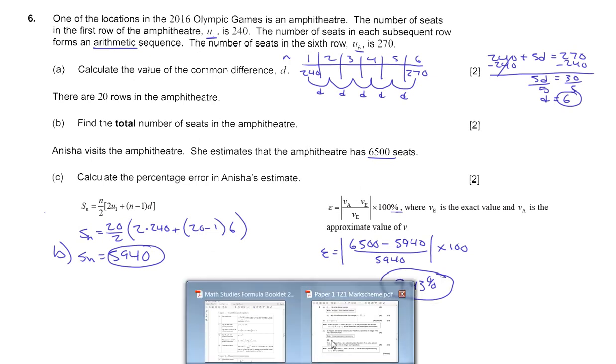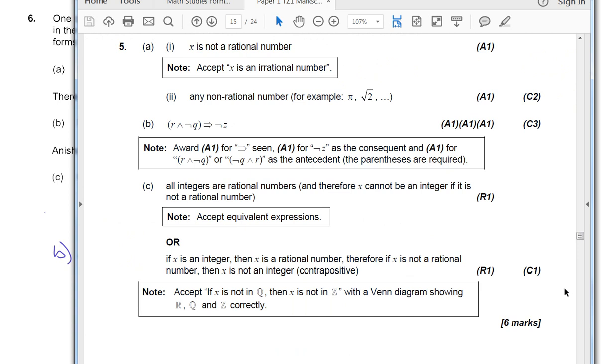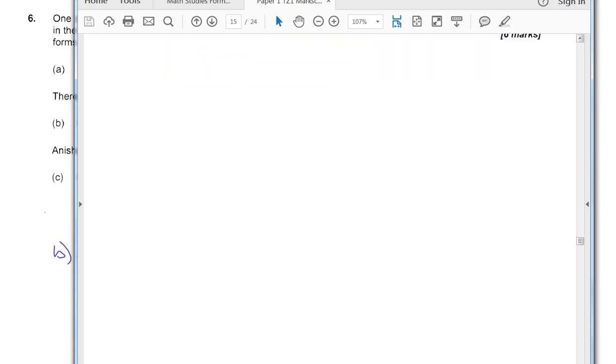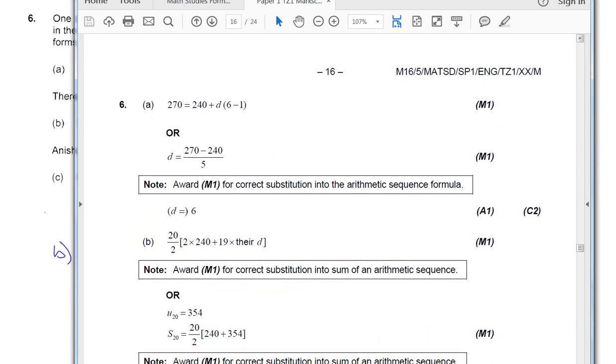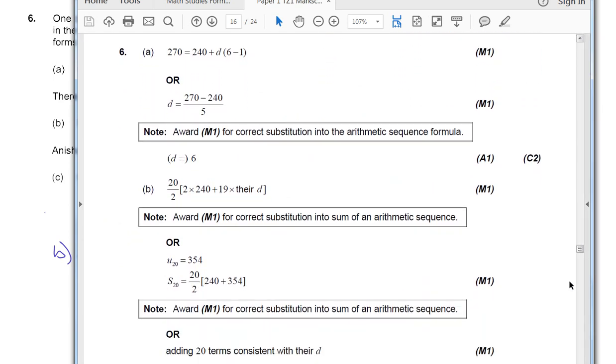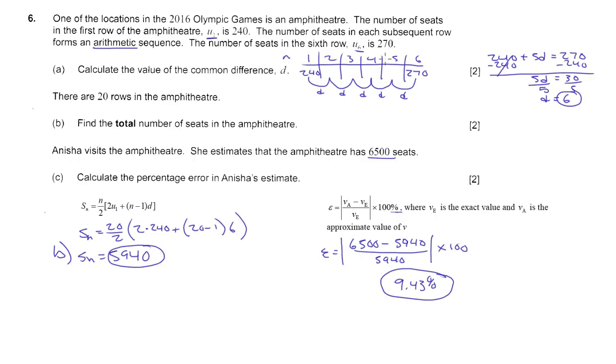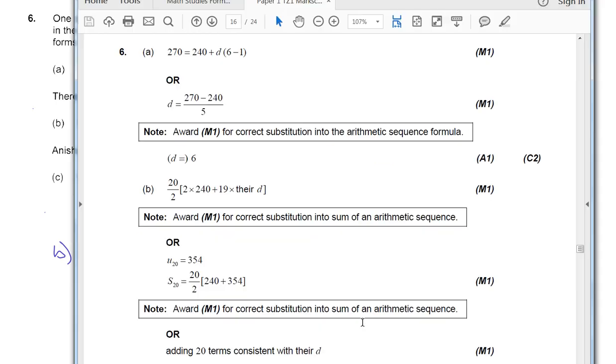Okay, let's check that on our mark scheme and see what they've got for us. Okay, this number 6. Now if you'll notice on here, they say award M1 for correct substitution into the arithmetic sequence formula. Back here, I did not put it into the arithmetic sequence formula. This over here really ends up being the arithmetic sequence formula. So there's a good chance that we would get full credit for that, but it's not guaranteed. So it might not be a bad idea to actually use the arithmetic sequence formula.